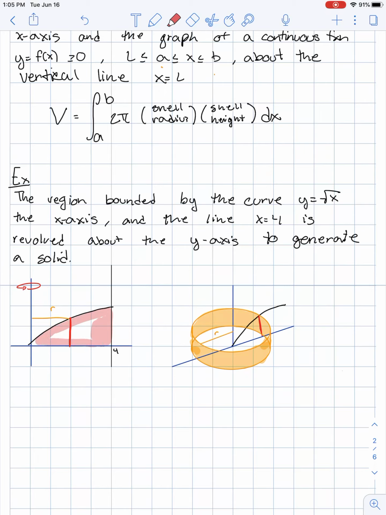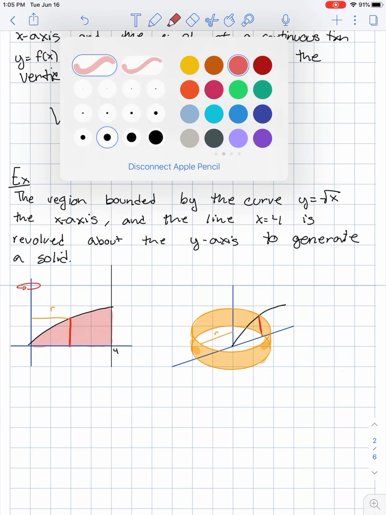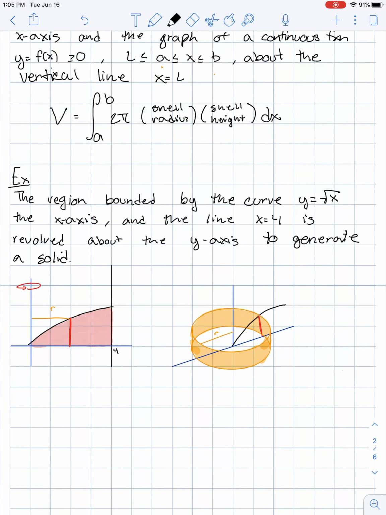So I know how to revolve it around the x-axis, we did that last time, but now I'm revolving it around the y-axis, and it's not the area between the curve and the y-axis, it's the area between the curve and the x-axis. So that's kind of where the difference is coming from. If you try to go from the y-axis, kind of using methods that we did last time, it's going to get too messy.